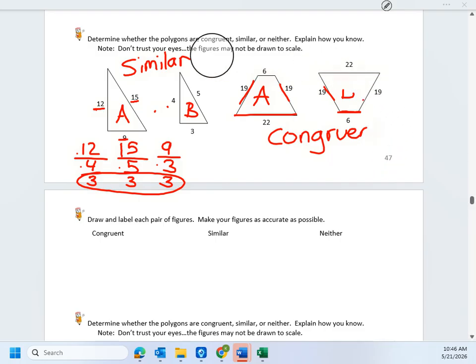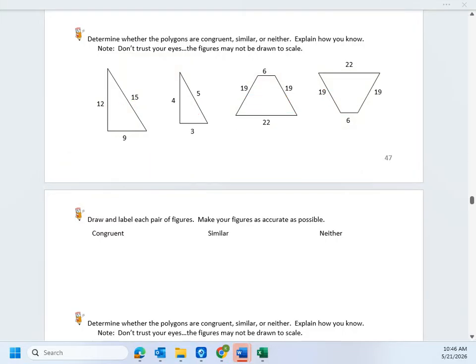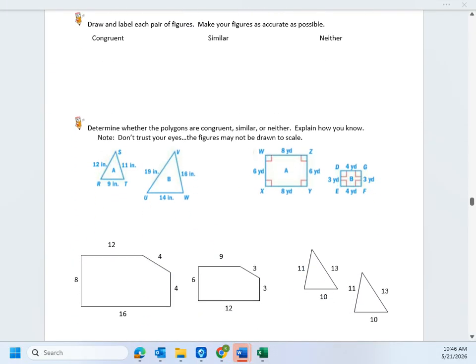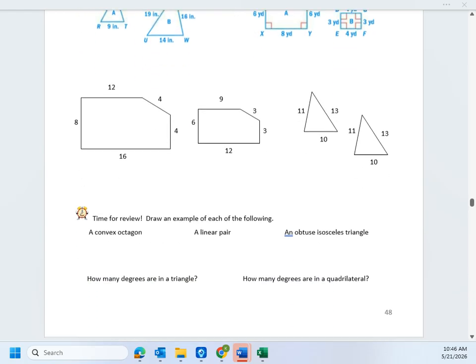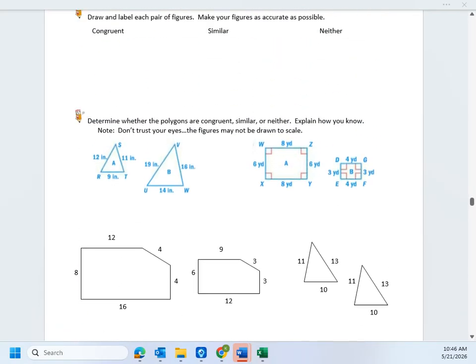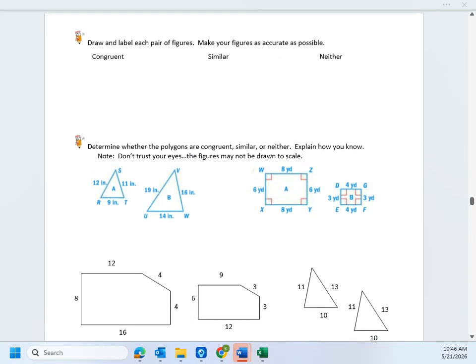So let's look at our homework page. Keep in mind that you might have to turn or flip. It doesn't look like we have to turn or flip on our homework, but you might have to on the test. So on the top, you're gonna draw and label each pair of figures. So you could do triangles, you could do squares, rectangles, you could do any polygon that you want, but keep it simple, right? I like my triangles, I like my rectangles.